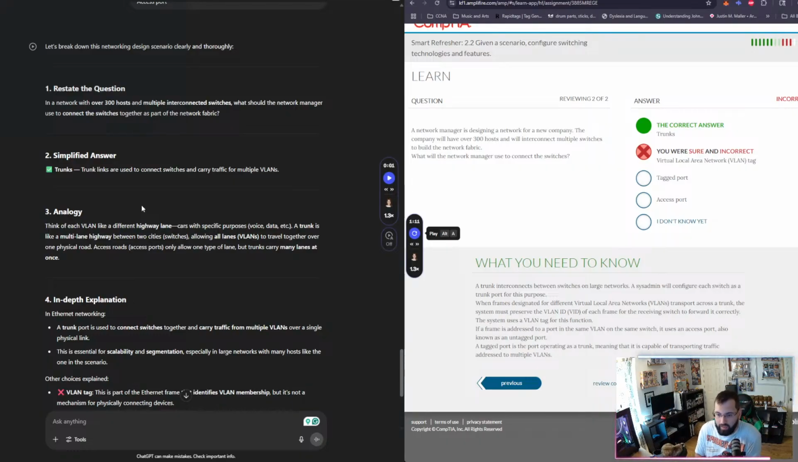Okay, whatever. Analogy. Think of each VLAN like a different highway lane. Cars with specific purposes: voice, data, etc. A trunk is like a multi-lane highway between two cities, switches, allowing all lanes, VLANs, to travel together over one physical road. Access roads, access ports, only allow one type of lane, but trunks carry many lanes at once.